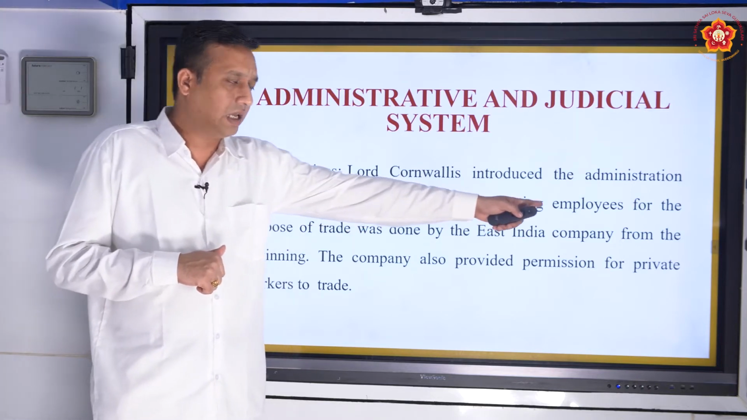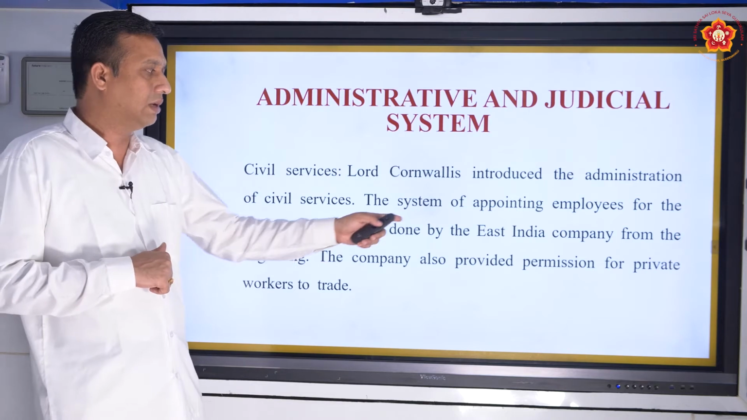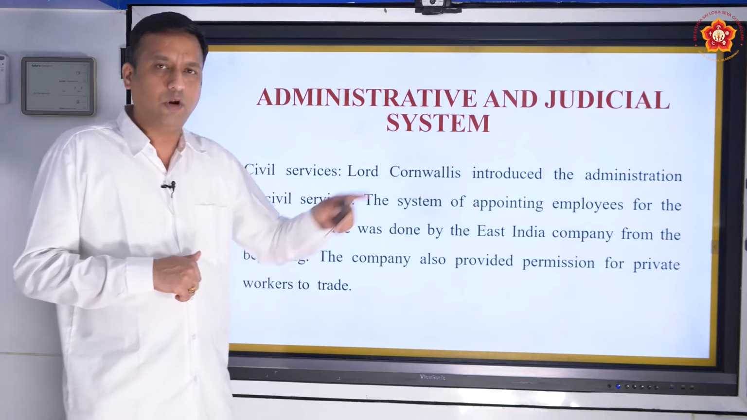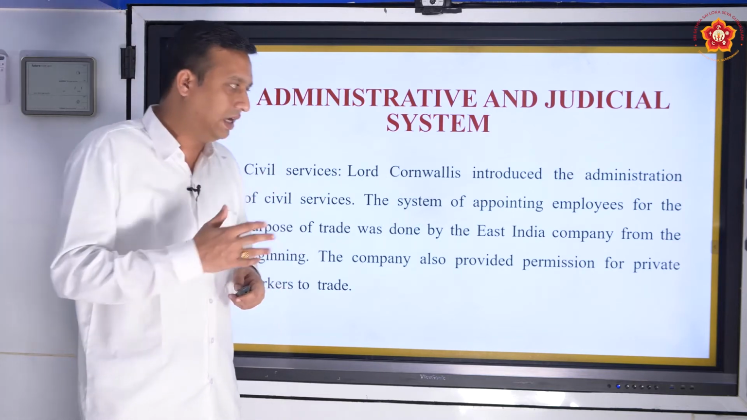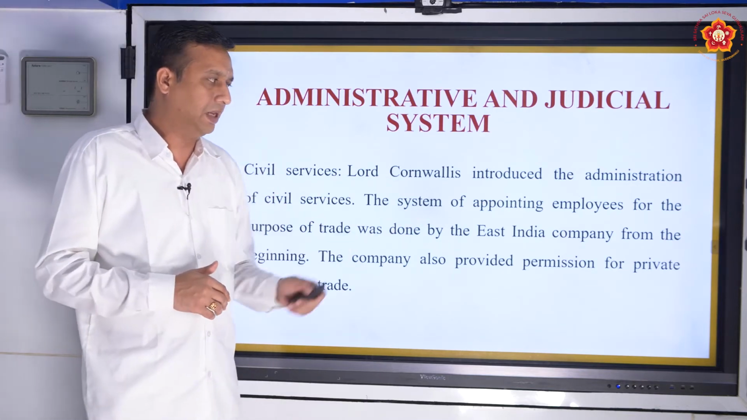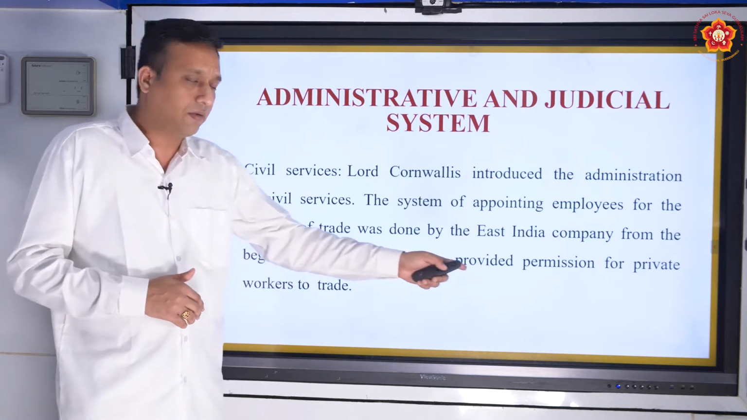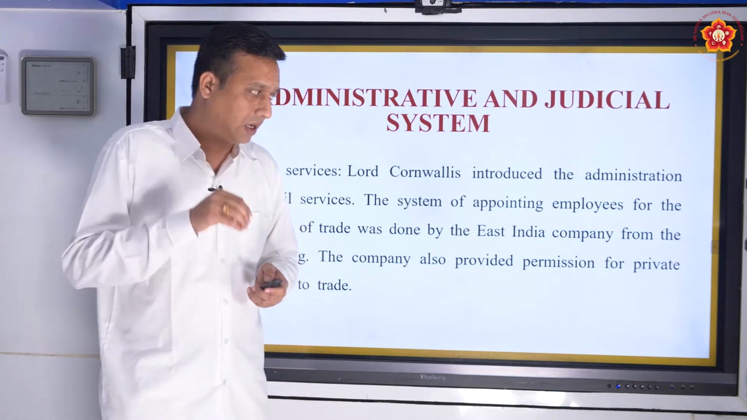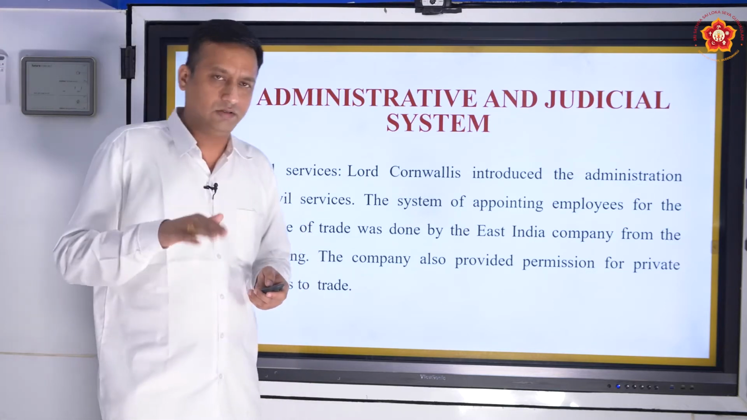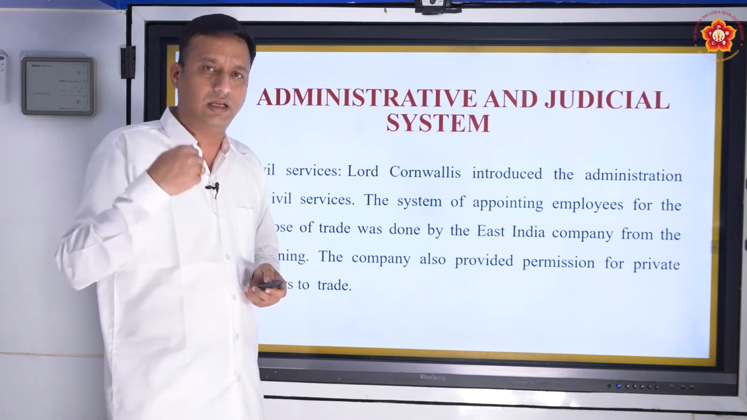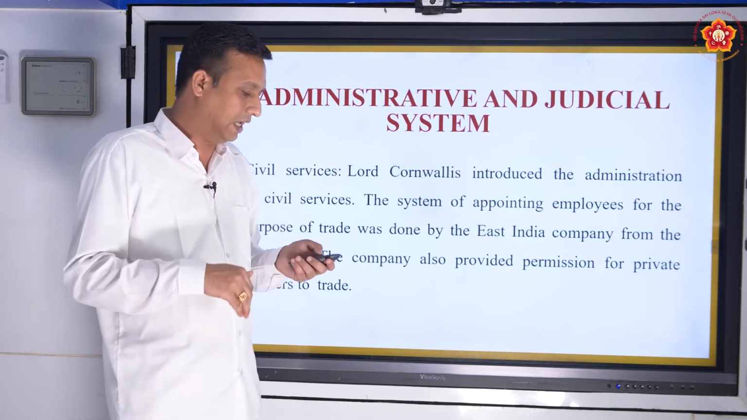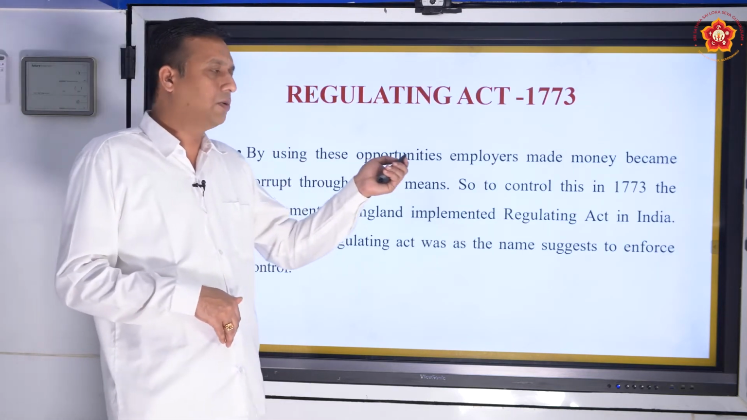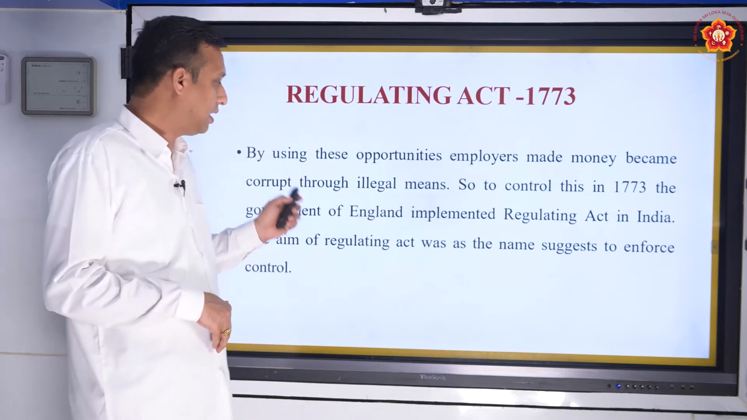The system of appointing employees for the purpose of trade was done by the East India Company from the beginning. The employees of that company who would go to India were all appointed by the East India Company from the beginning. The company also gave permission for private workers to trade. So not only employees of the company, but other private people who were not a part of the company were also given a chance to do business in India. So this was going on.